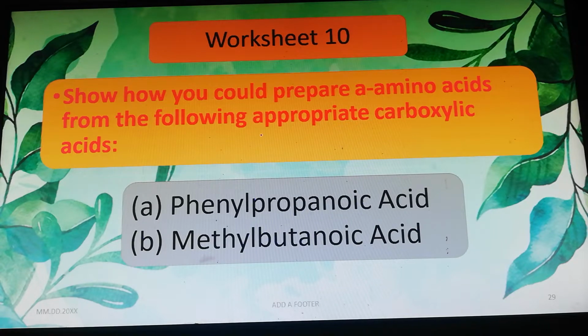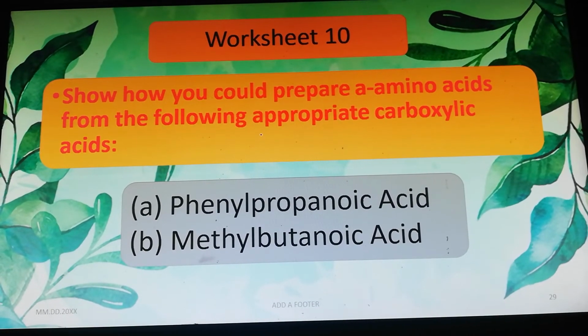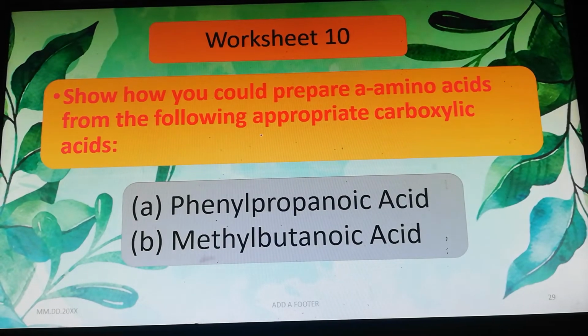Okay. So, worksheet number 10: show how you could prepare alpha amino acids from the following appropriate carboxylic acids. You can Google the condensed structure of phenylpropanoic acid and methylbutanoic acid. And then you will name the amino acid, the product amino acid of the synthesis. So that's your worksheet number 10.